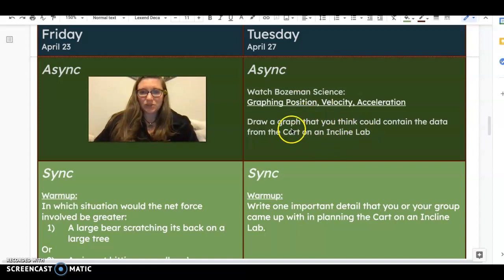And then I want you to draw a graph that you think will contain the data that you're going to collect in your cart on an incline lab. You started looking at that on Friday, just getting an idea for what that experiment is going to look like, what you would need, and what kind of questions you want to ask. So I want you to just draw a rough graph. It doesn't have to be super beautiful. It can be hand drawn if you want. It's going to contain the data that you anticipate collecting for that lab.